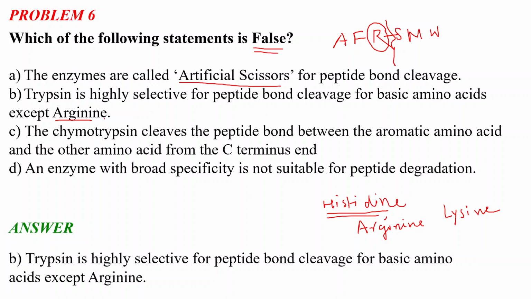So that's why the option says that it will cleave the peptide bond having arginine, which is false, because it will not cleave the bond which is having histidine. So this option is false.